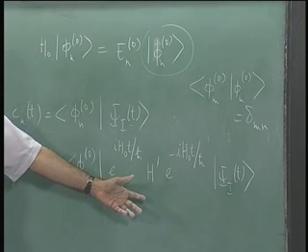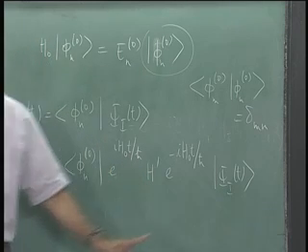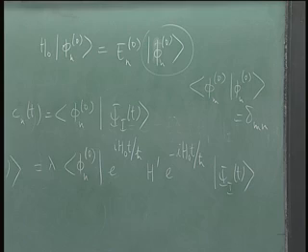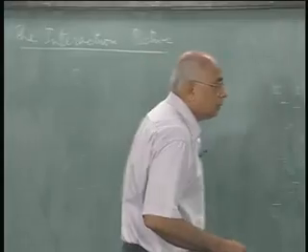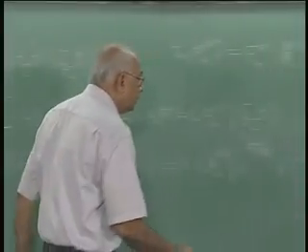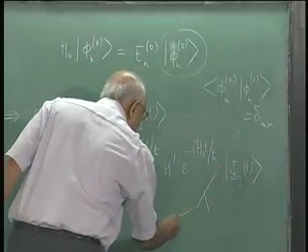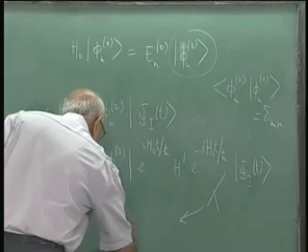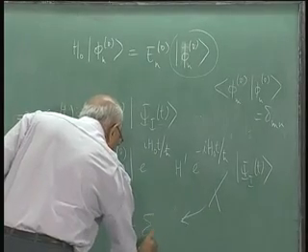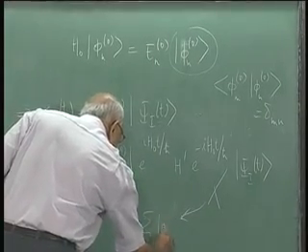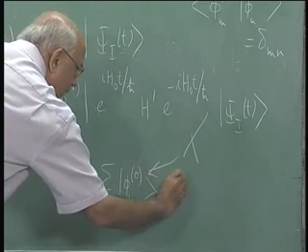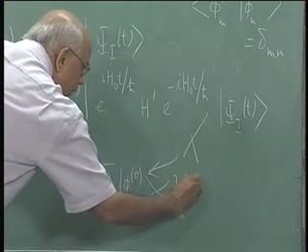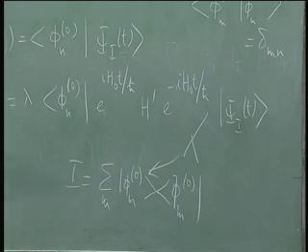What should I insert here? A complete set of states. I insert a complete set of states, so it immediately says we could do it right there. So in here, insert inside here: I equal to the summation over m of |phi_m^0><phi_m^0|. Insert that in there.